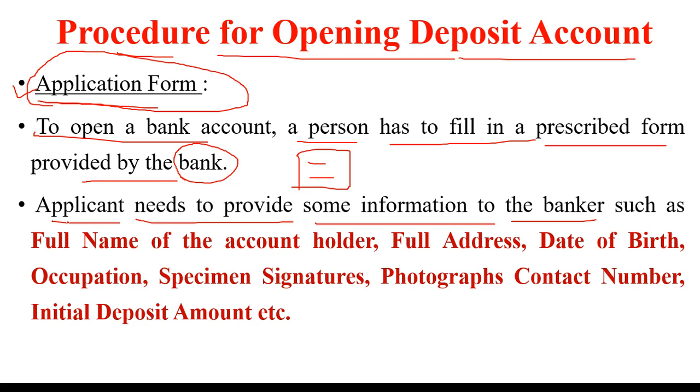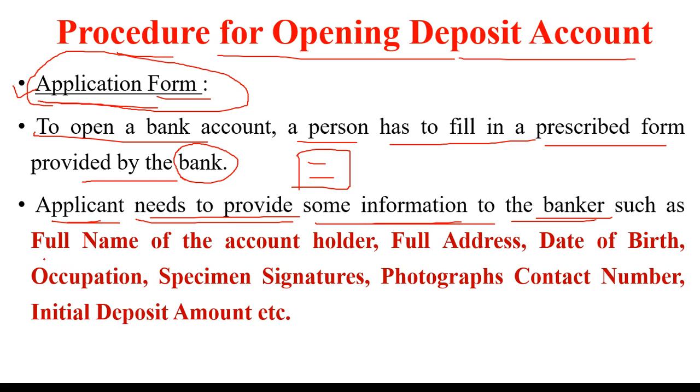So who will be the applicant? The customer will be the applicant. They need to provide some information to the banker. Any individual can open an account in any public sector bank or private sector bank, but to open an account, every customer has to fill the important application form. So what information is the applicant going to share in the application form?